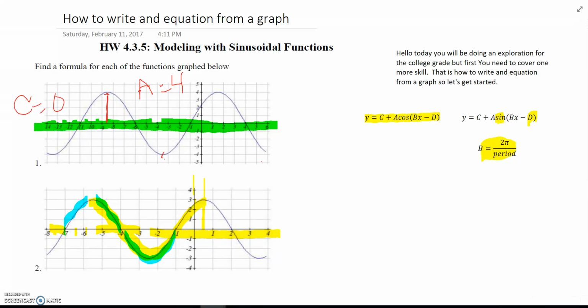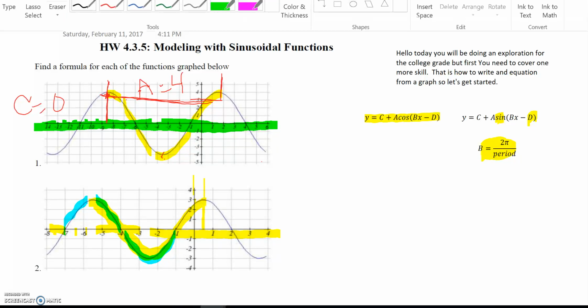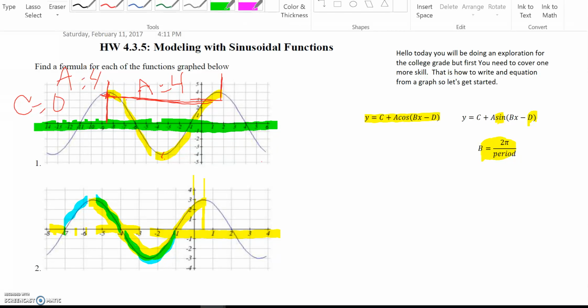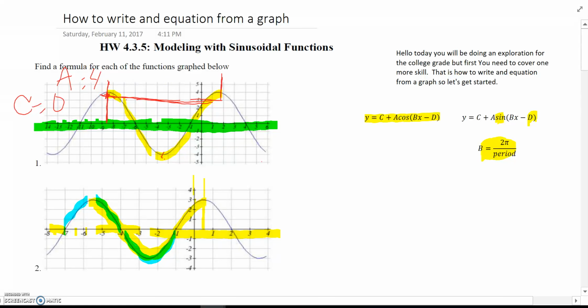So the next thing we want to do is look at our period. So we want to know what that b value is going to be. One full period, on this function from peak to peak, looks to be about 10. So from here to here, we have a distance from peak to peak of 10. So that makes our b value 2 pi over the period. So b is going to be 2 pi over 10, or pi over 5.